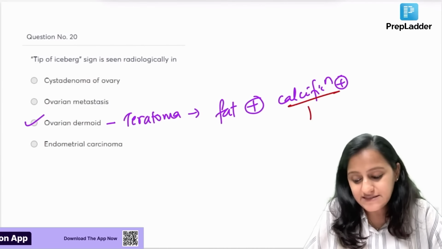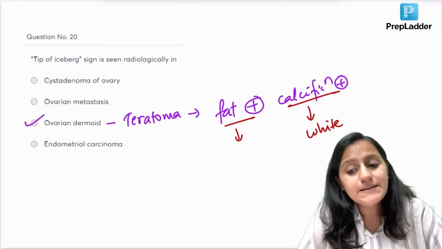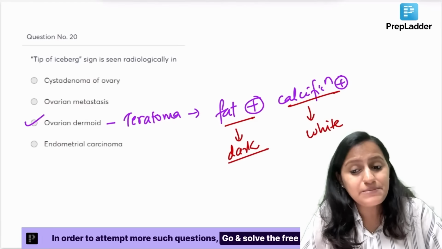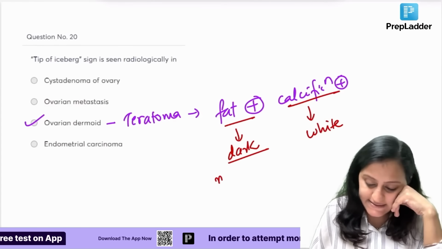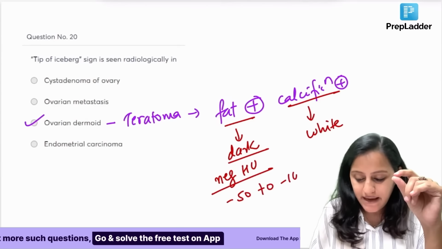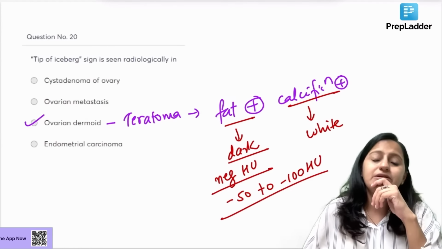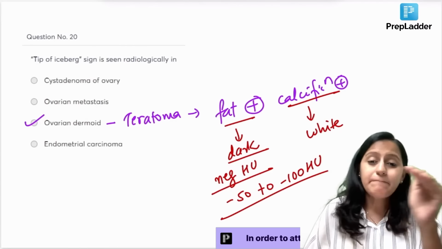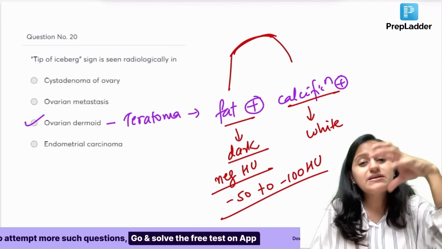How do you identify calcification on CT? It will appear white. How do you identify fat on CT? It is dark. Why is it dark? Because what is the HU value of fat, anybody? It has negative HU value. Very, very important to remember, which is minus 50 to minus 100. It appears dark. So remember that when you see a mass on CT with fat and calcification, it's an ovarian dermoid, because it has calcification as well. So when you try to do ultrasound, what do you see with calcification?